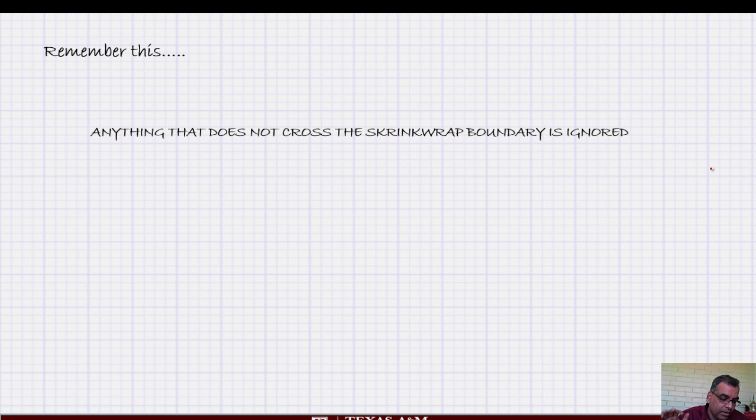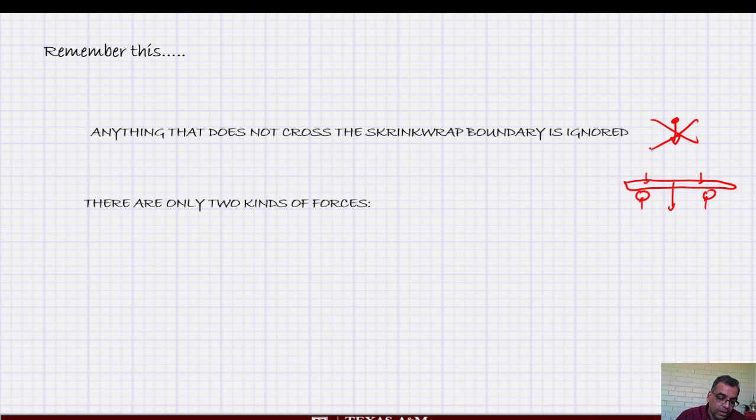So please remember that anything that does not cross the shrink wrap boundary is ignored. So if you look at our skateboard free body diagram, anything that does not cross this boundary is ignored. So only these things are there. The skater's force is not crossing this boundary. So we ignore this. Right? That's item 1.